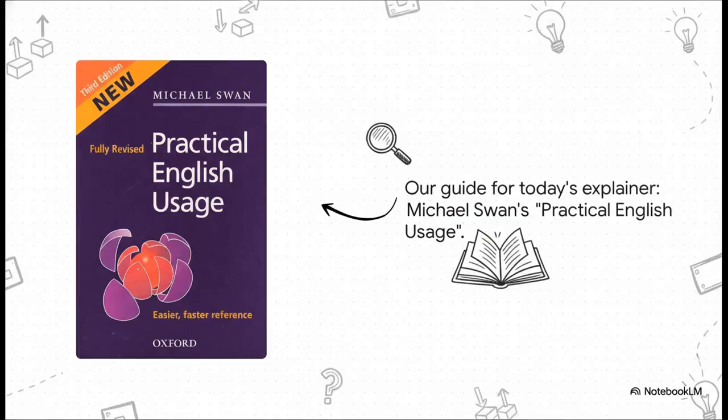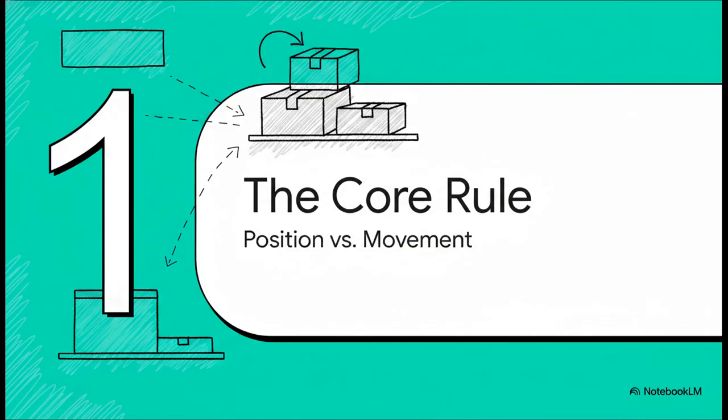To get to the bottom of this, we're turning to an absolute authority on the subject, Michael Swan's Practical English Usage. This book is fantastic for clearing up exactly these kinds of tricky little grammar points. So let's get right to the heart of it.